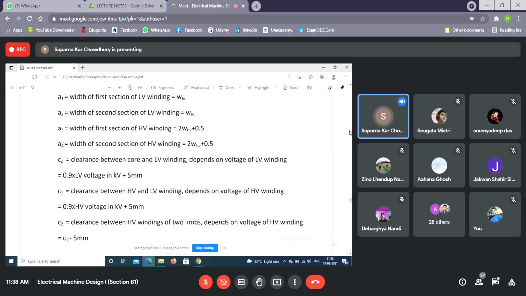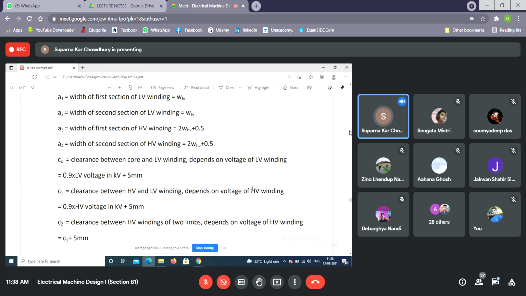Now C0 is the clearance between the core and the LV winding. It depends on the voltage of the LV winding. So it is 0.9 into LV voltage in kV plus 5 millimeter. Make it the nearest integer. Then C1 is the clearance between HV and LV winding.